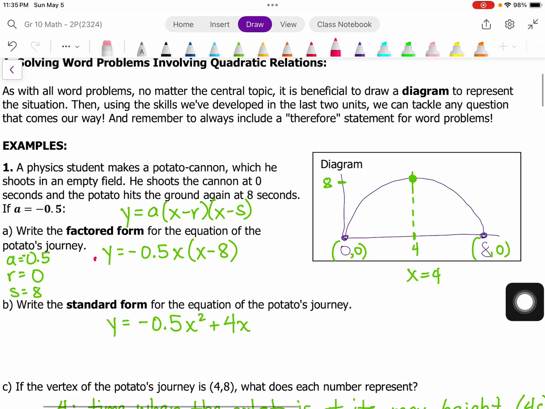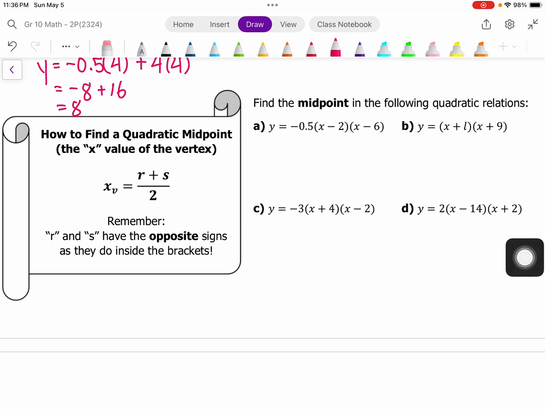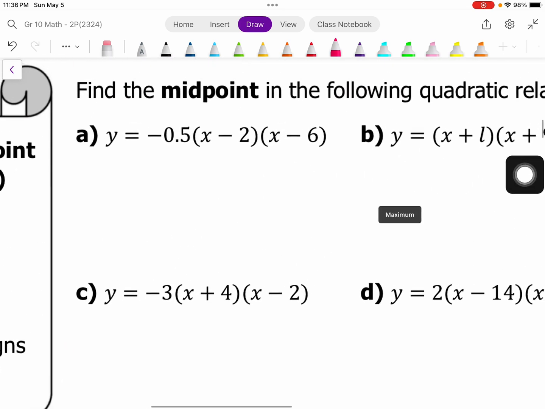So recall that the factored form of the equation is x subtract whatever r is, x subtract s. So when r and s are positive values, we're going to have x minus a number. And when they're negative values, we would have x subtracting a negative number, which then would simplify to x plus a number. So because of that, whatever sign we see in our brackets, our r and s have the opposite sign. So let's take a look at a few questions here.